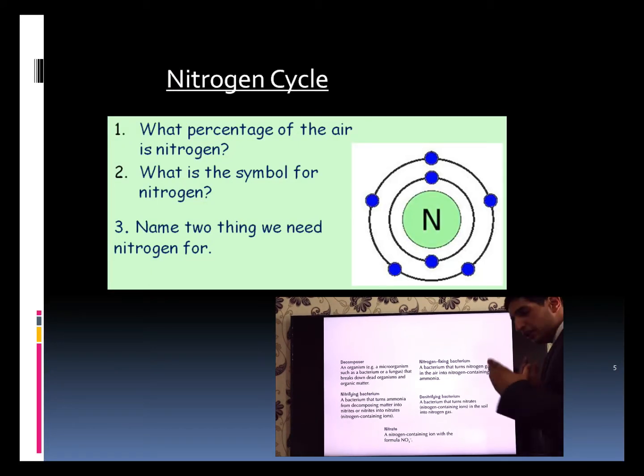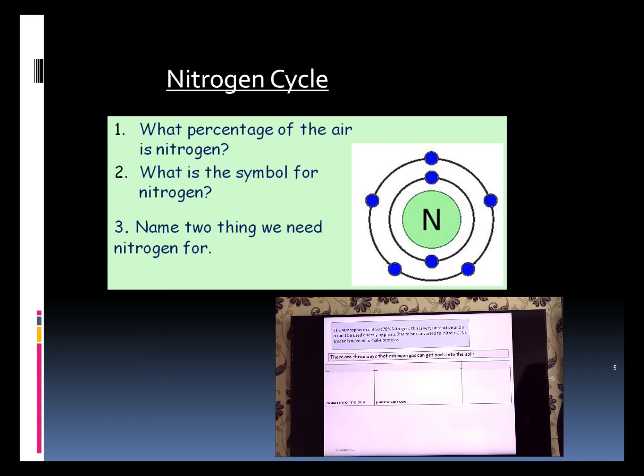Now, the nitrogen cycle is one of the most difficult cycles to remember in biology. It's very important that you understand what all of them mean. I'm going to be explaining the nitrogen cycle for you today. You can pause the video and see if you can remember all of these.